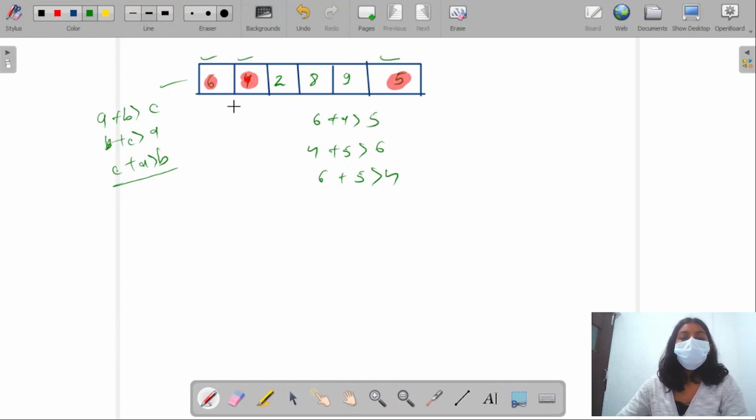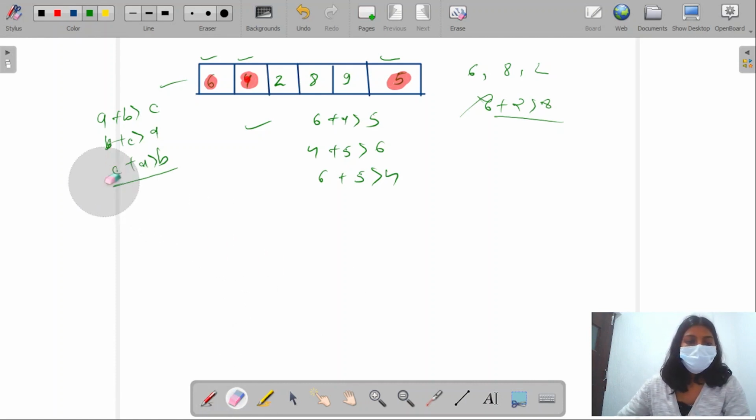Okay. Now let's take another 3 sides. Let's say I take 6, 8, and 2. Now I check, is 6 plus 2 strictly greater than 8? No, it's not. So these 3 sides do not form a triangle. So we have to find out how many triangles we can form with this array's elements, by taking them as the 3 sides of a triangle.